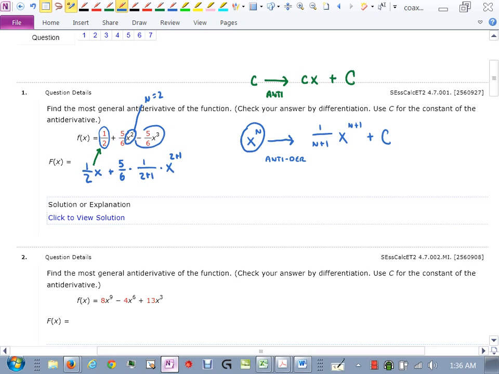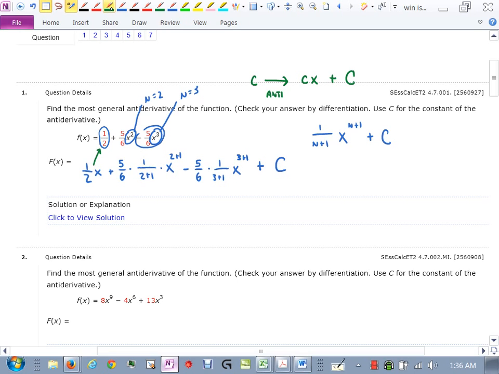Now I'm going to do this last one. So I'm going to say minus 5/6, and then I'm going to do power rule on x to the third. So in that one, n is 3. So the formula says it'll be 1 over 3 plus 1, x to the 3 plus 1. I'm going to erase this. And then finally, plus our constant.